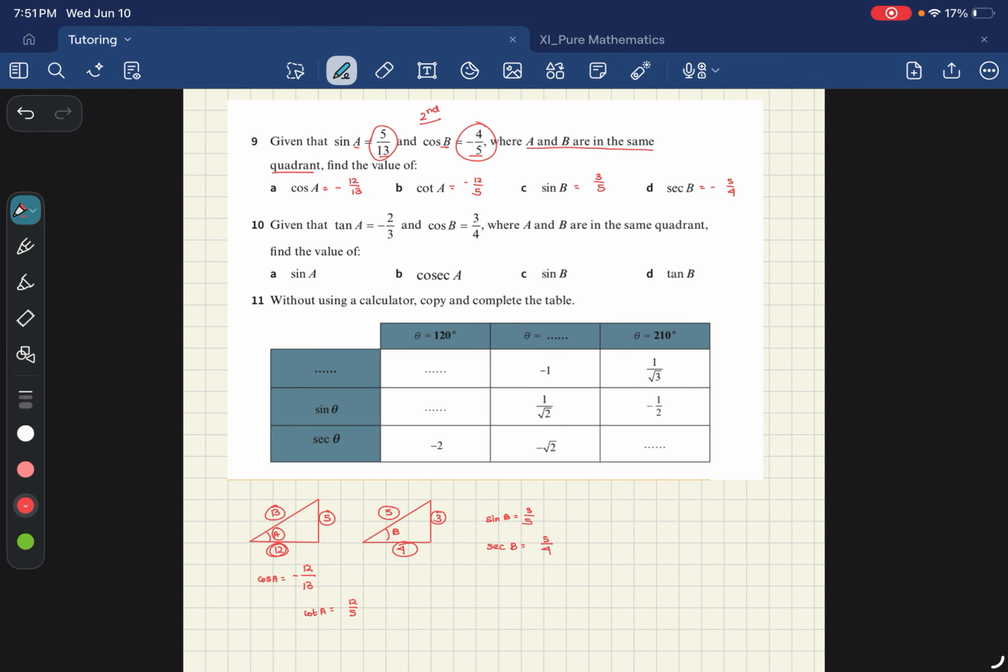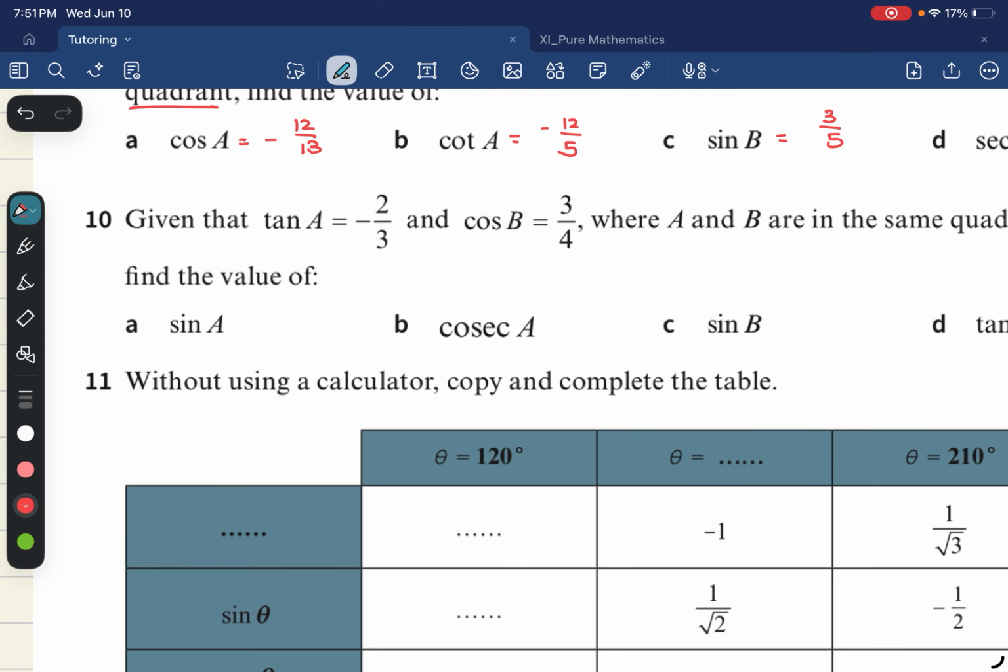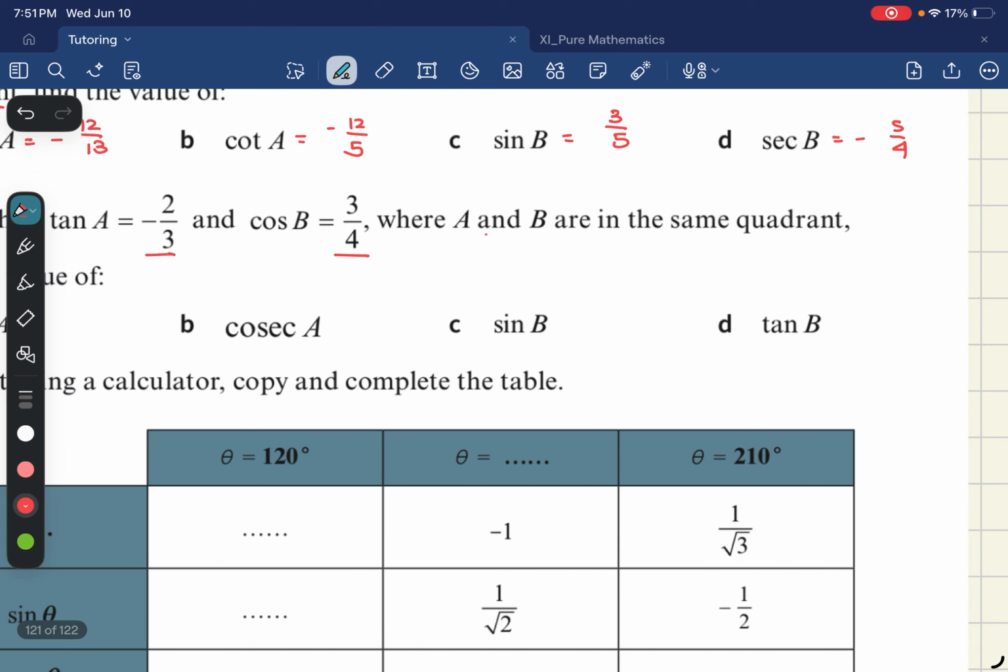And you're done. So question 10, you do it in exactly the same way. All right. So, okay, 10 and 11 are the last questions. So tan is negative, cosine is positive, A and B are in the same quadrant. So what quadrant is it?